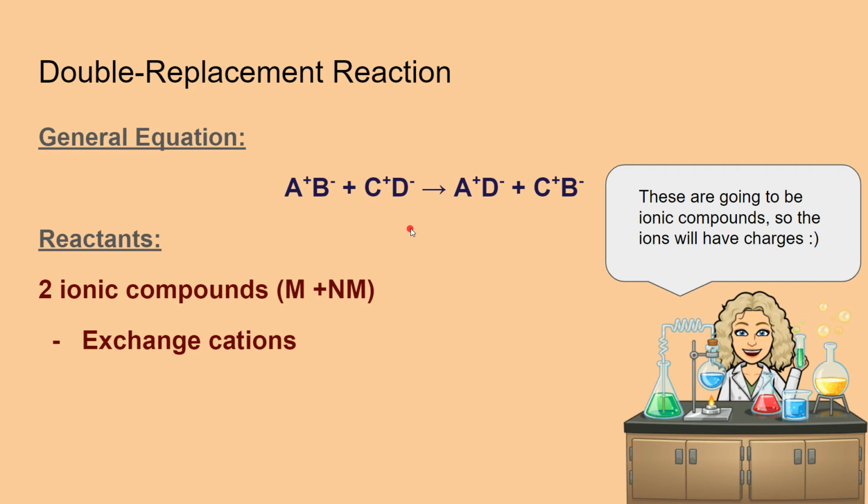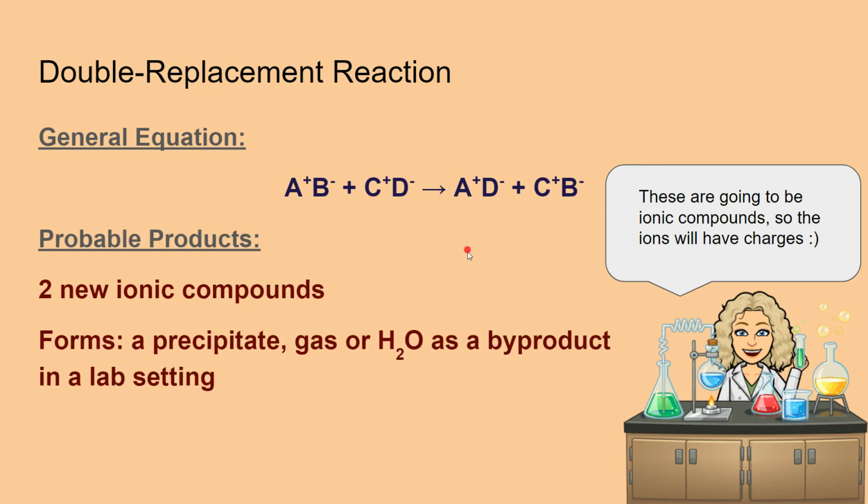For our reactants, we're going to have two ionic compounds. Remember, ionic compounds are a metal plus a non-metal, and they are going to exchange cations, their front guy, or their anions, their back guy. For probable products, we're going to have two new ionic compounds.